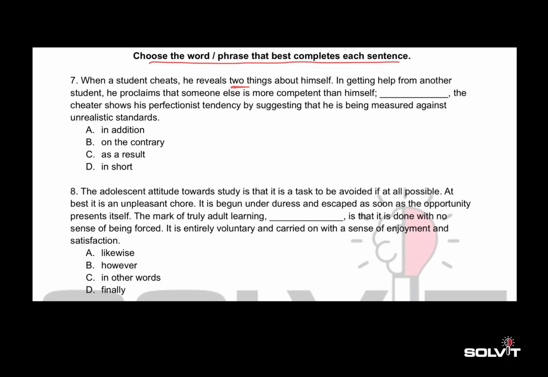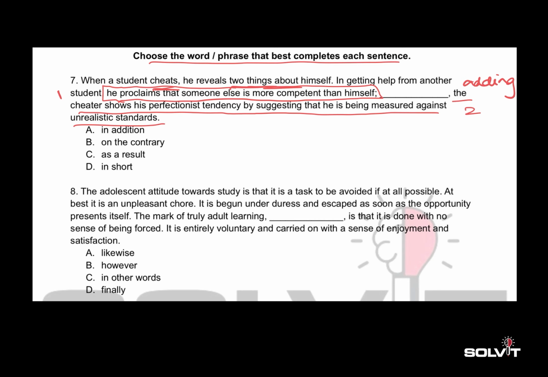So look, what is the aim of these sentences? They want to point out two things about the cheater. Okay? So now the first thing that they've pointed out is he proclaims that someone else is more competent than himself. So this is the first thing that they've pointed out about a cheater. So number 1. Then they're about to point out the second thing, which is the cheater shows his perfectionist tendency by suggesting that he is being measured against unrealistic standards. So this is the second thing they are pointing out. So what are they doing? When they're pointing out the second thing about a cheater, they are adding onto the previous idea, right? They are adding onto the previous idea.